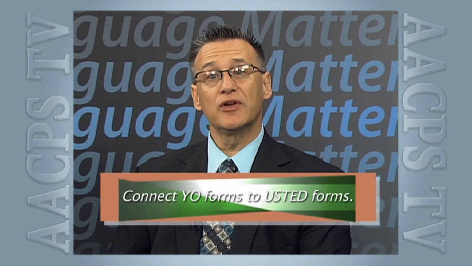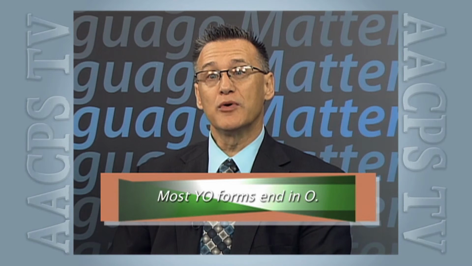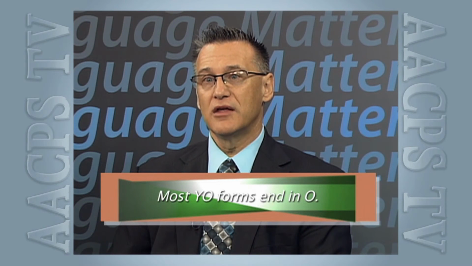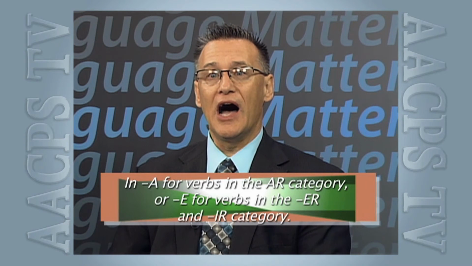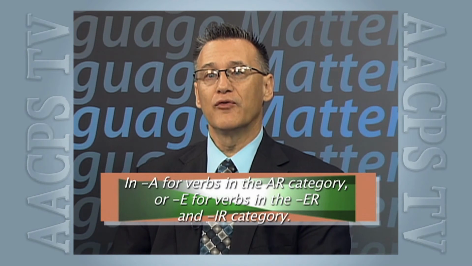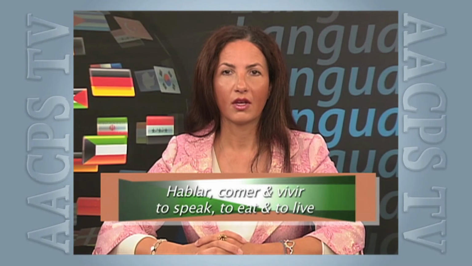To speak to someone in Spanish, we use the usted form of the verb. You may recall that usted is used to express a situation in which you talk to someone in a formal way. One of the strategies you can use while learning Spanish is to connect the yo form to the usted form. We know that most yo forms end in o. For usted, the forms end in one of two ways: A for verbs in the AR category, or E for verbs in the ER and IR category. For right now, we'll stick to our three verbs, hablar, comer, and vivir, to speak, to eat, and to live. Las formas con usted son usted habla, usted come, usted vive.